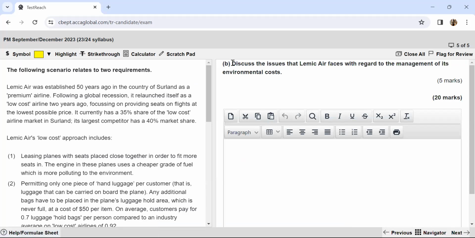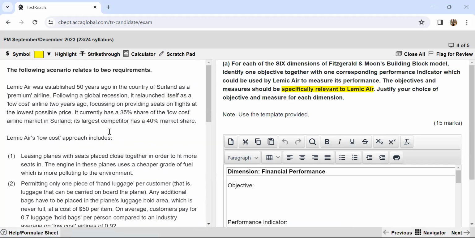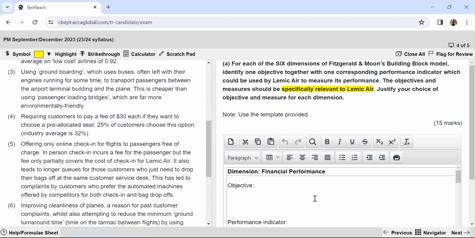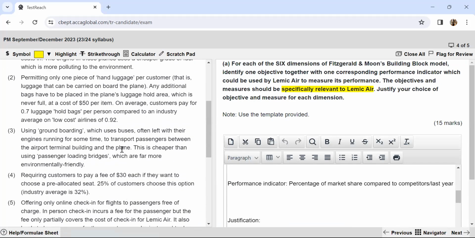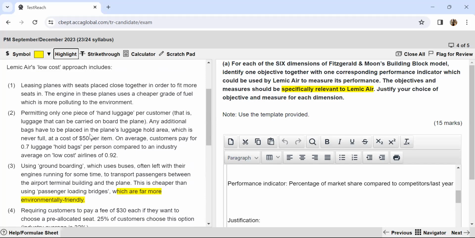So if you see over here, requirement B requires us to discuss the issues that Lemic Air is facing with regard to the management of the environmental costs. That is why environment is of importance over here. We have to write a 5-marker answer explaining why environment is something that they're not taking care of. All of our highlights have gone. Nevertheless, it was this that we had highlighted pertaining to the environment, and this.